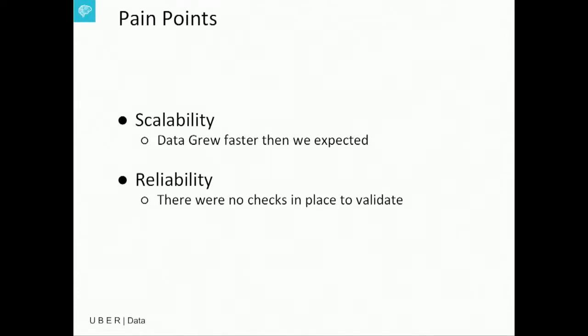The pain points are simply two, the first being scalability. Data grew faster than we expected. Uber grew so fast, and the data grew with it. So the two basic problems that I think every company deals with are scalability and reliability, because we hadn't put checks in place. Whatever data is produced, the consumer produces the same data. These are the two major issues we found.